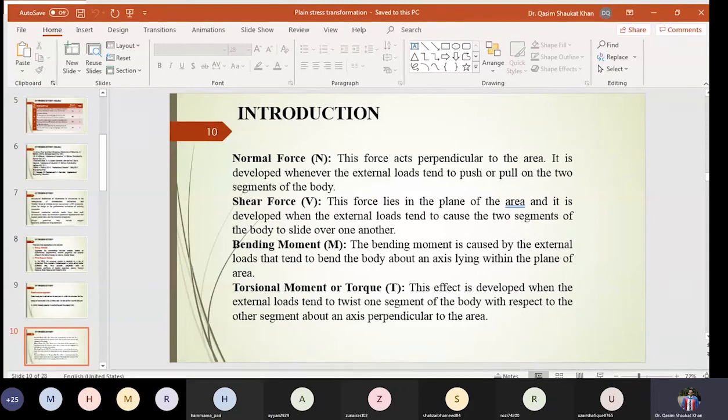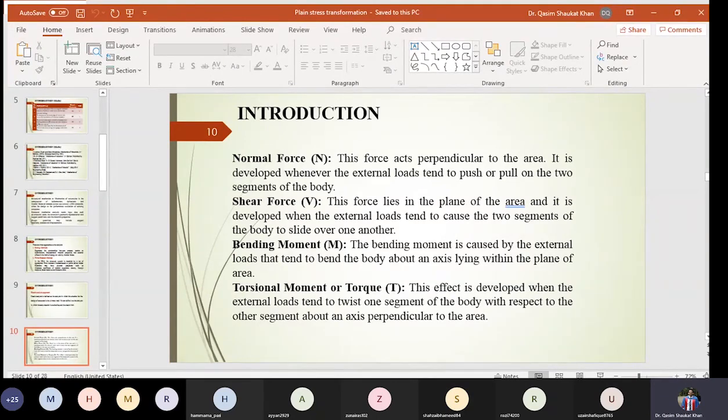In hogging, tension is at the top and compression is at the bottom. So bending moment is caused by the external loads that tend to bend the body about an axis lying within the plane of area. Then you have torsional moment or torque. Now, the torque we have defined earlier: if you have an element and one end is fixed, and on the other end you apply the force, ठीक है जी?